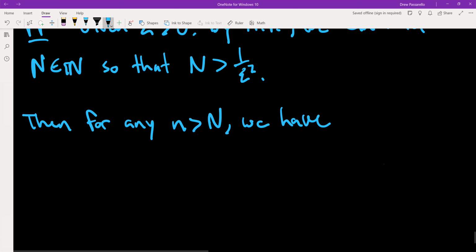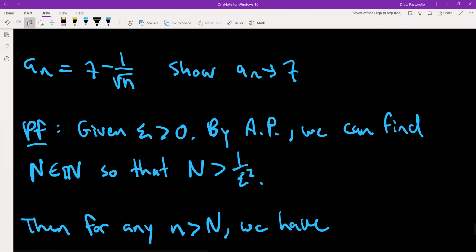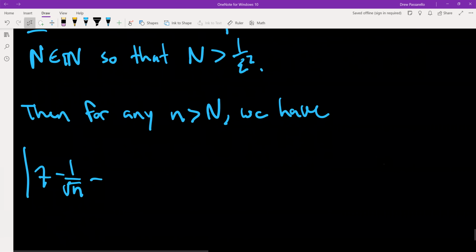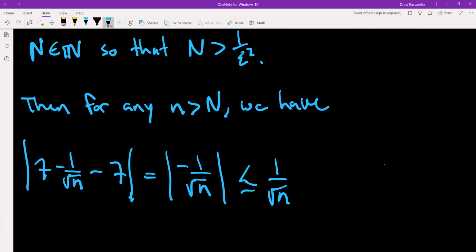we have the following. So the absolute value of our sequence a_n, which is 7 minus 1 over square root of n, and then we subtract the value that it converges to, which is 7, so minus 7. Well, 7 minus 7, those cancel out, so you just have this equivalent to negative 1 over the square root of little n. And that's less than or equal to 1 over the square root of little n. And since n is bigger than capital N, then 1 over square root of little n is less than 1 over the square root of capital N.